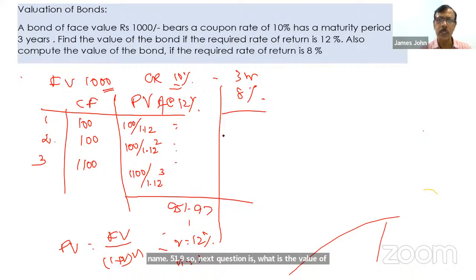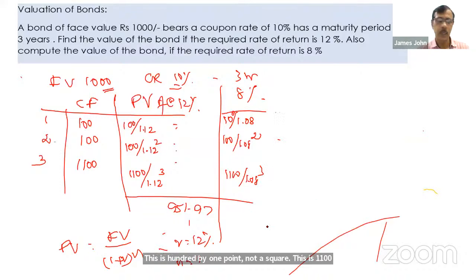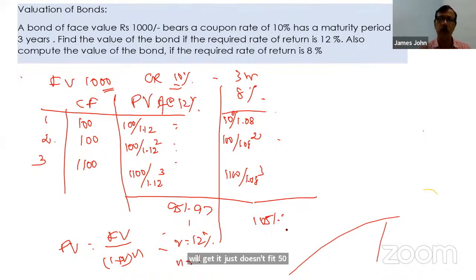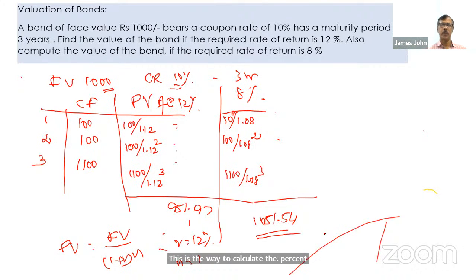If the required rate is 8%, it means you have to discount at 8%. So it will be 100 by 1.08, this is 100 by 1.08 square, this is 1,100 by 1.08 cube. You calculate and sum it. You will get it as 1,051.54. This is the way to calculate the present value, or the value, of a bond.